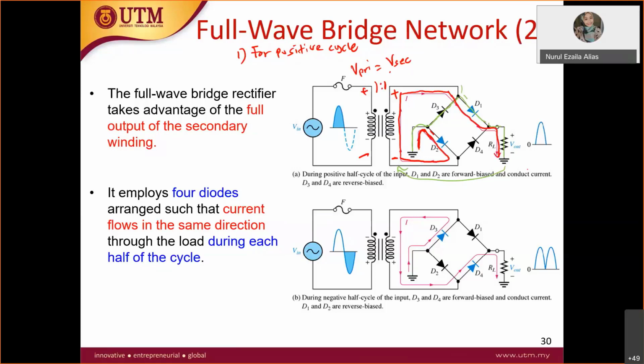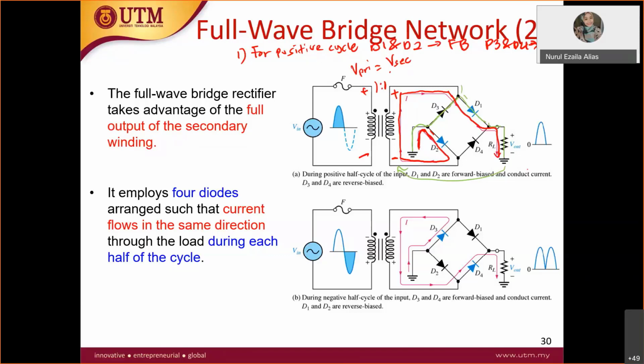The correct loop for this particular forward positive cycle: D1 and D2 are forward bias, but D3 and D4 are reverse bias, which we don't want. When you are reverse bias, I don't want to know about you because your voltage will be 0, because your diode is off.